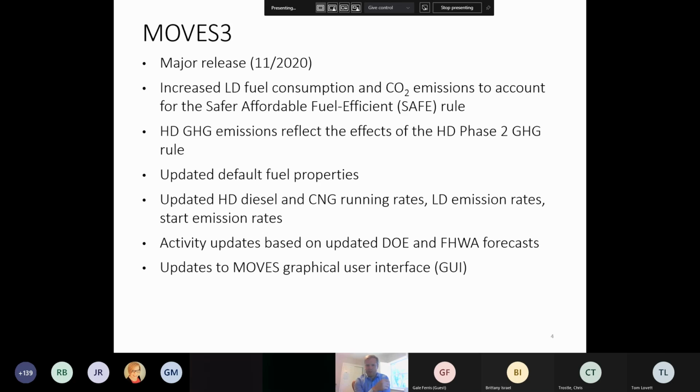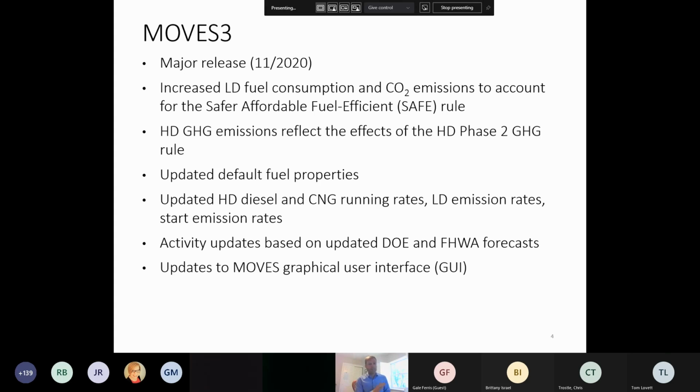MOVES3, which some of you might have heard about, is a major release by EPA. EPA has major releases and minor releases. So this was a major release. You may see in the coming years some minor releases of MOVES, perhaps with bug fixes or some minor improvements, basically things that aren't going to change the answer significantly. But MOVES3 includes a whole bunch of new information that is going to change your answer for a range of pollutants, because EPA puts a lot of effort into collecting new information and making sure that it is included in the model.